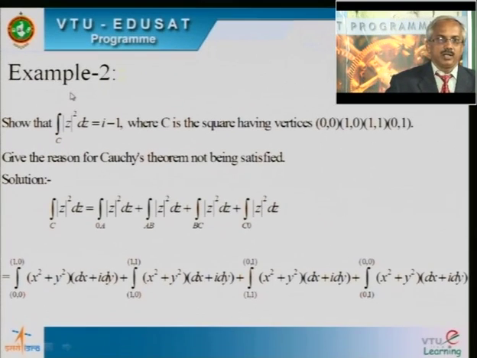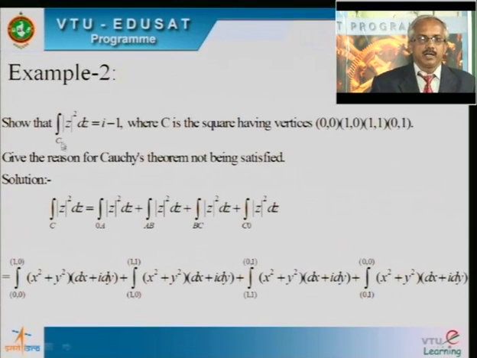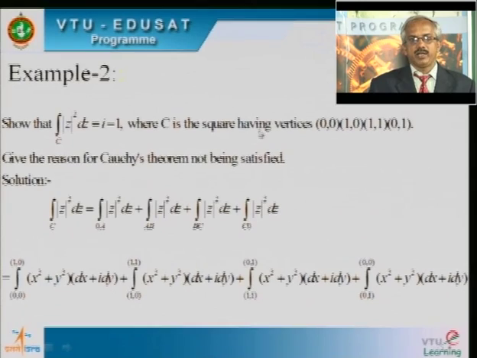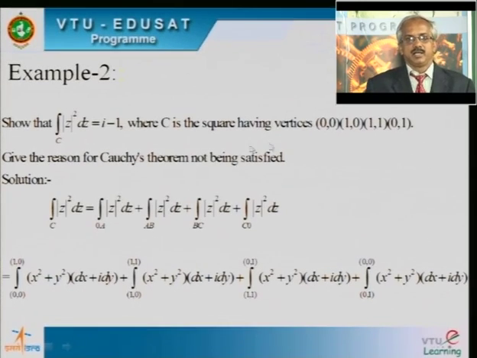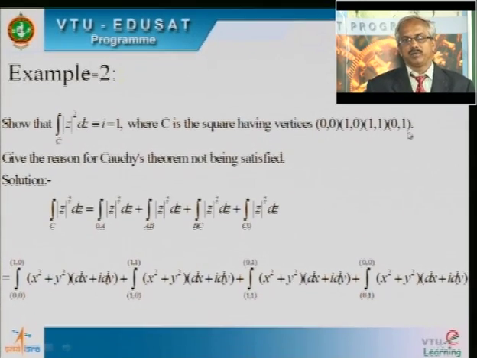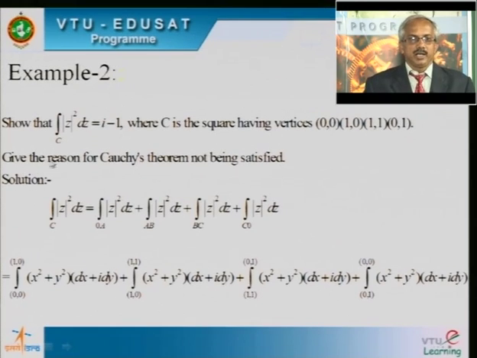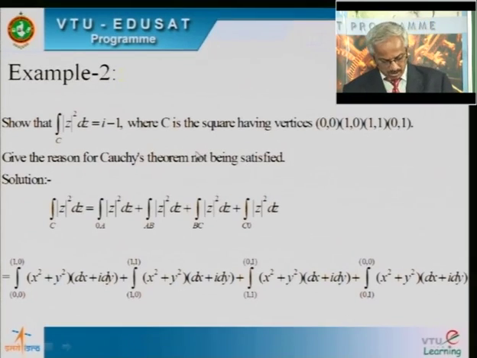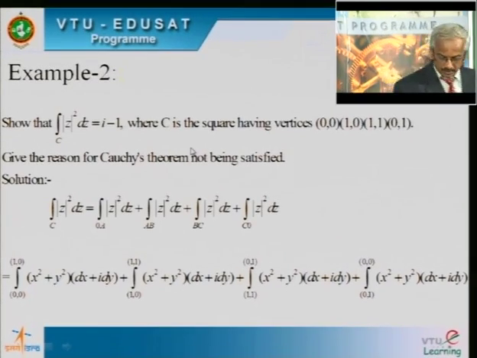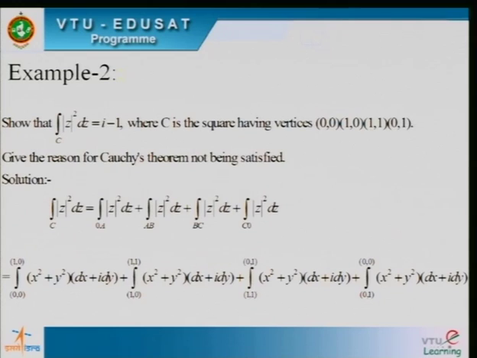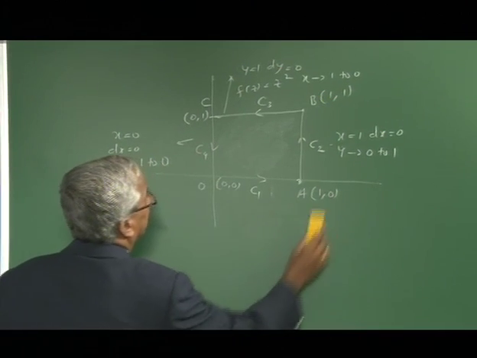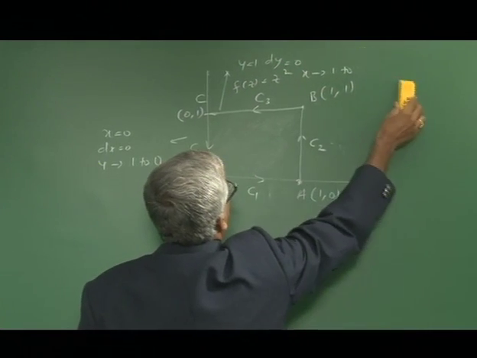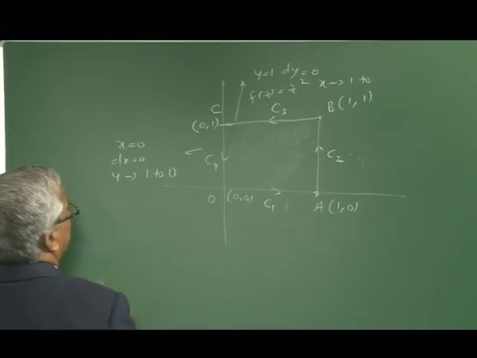Another example I am taking here is: show that the integral along the curve C of mod z whole squared dz is equal to i minus 1, where C is the square having vertices 0 comma 0, 1 comma 0, 1 comma 1 and 0 comma 1. Give the reason for Cauchy's theorem not being satisfied. Just now we have observed that the same square we have taken here for the function, that is all the values are the same.